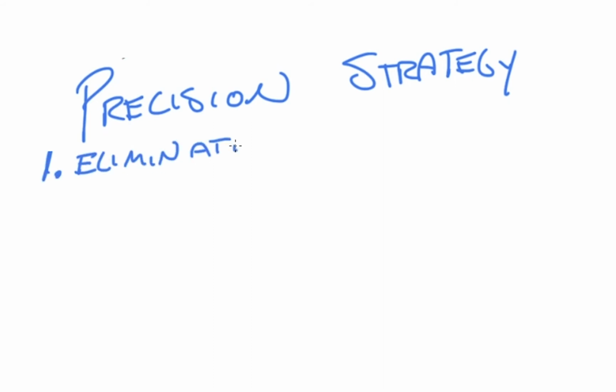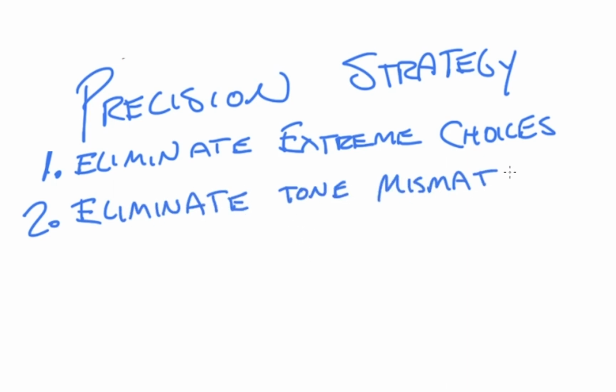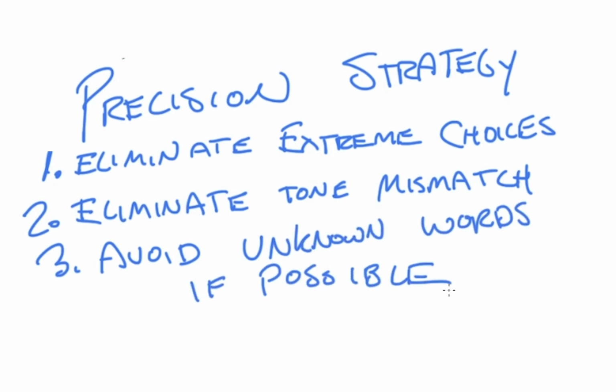And so in that vein, I would say, number 1, eliminate extreme choices. Anything that doesn't seem to match the context, that feels too wild or out there, you can safely get rid of. Number 2, eliminate tone mismatch. If you detect that the tone of the context is very positive, for example, if the passage was about the beauty of birdsong and one of the choices was screeching, screeching seems like too negative of a word to go along with the pretty birdsong passage, so you can safely eliminate that tone mismatch. And finally, avoid unknown words if possible. Choose them only as a last resort once you've eliminated every other option.